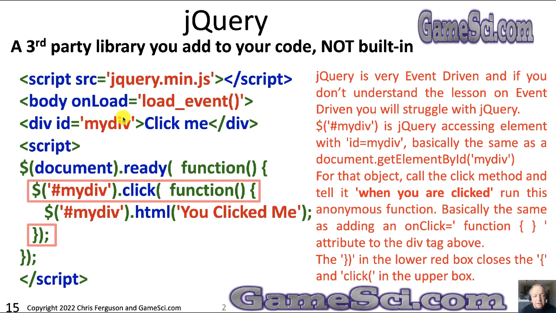I can go up here to this div tag and say onClick execute something. Well, that's the same thing we're doing here. On click of this div, call this function. Watch the lower box. Look at the curly brace and the closing parenthesis in that lower box. This curly brace in the lower box matches this open curly brace up here in the upper red box. This closed parenthesis in the lower red box matches this open parenthesis in the upper red box.